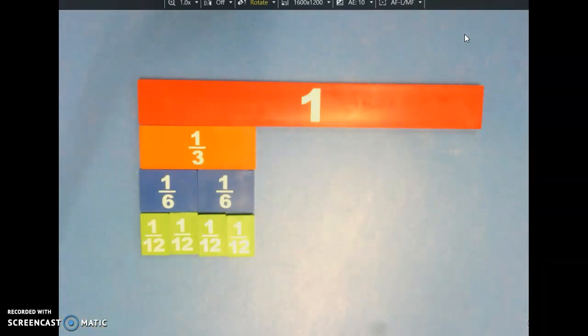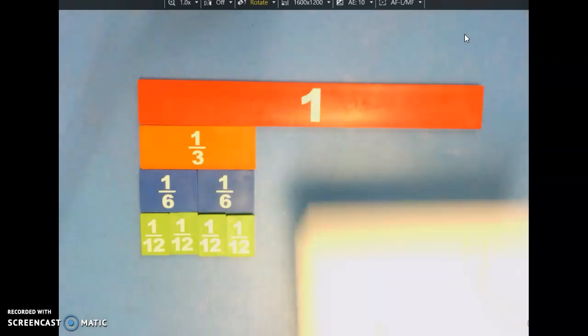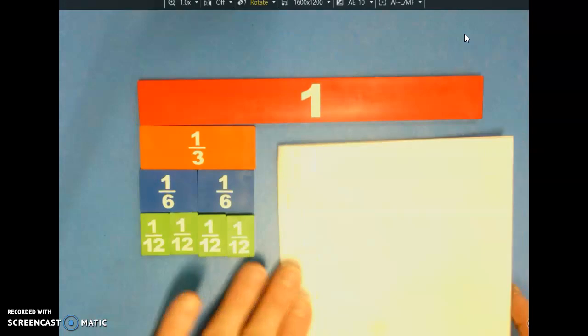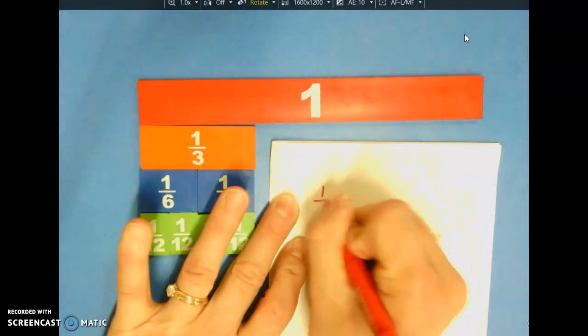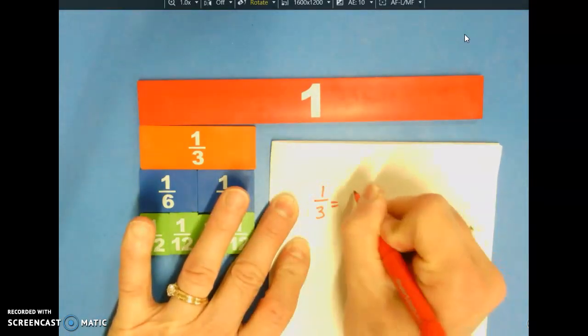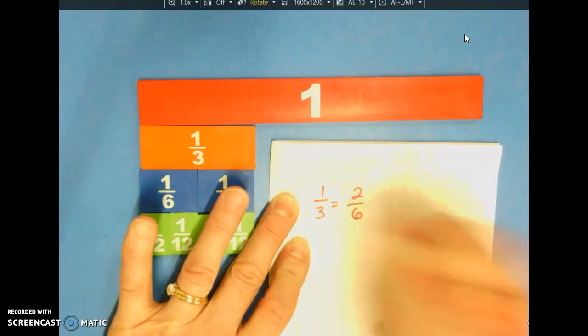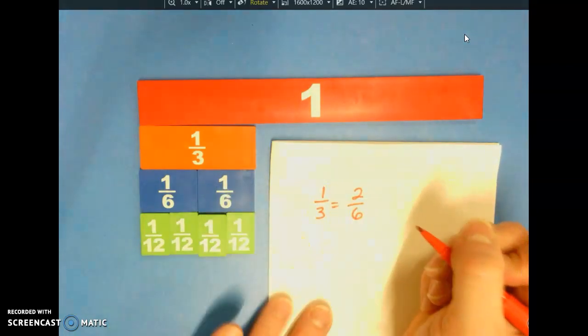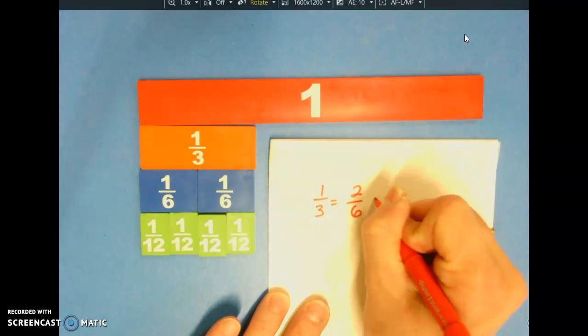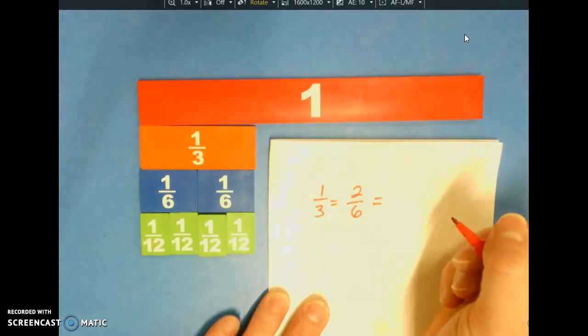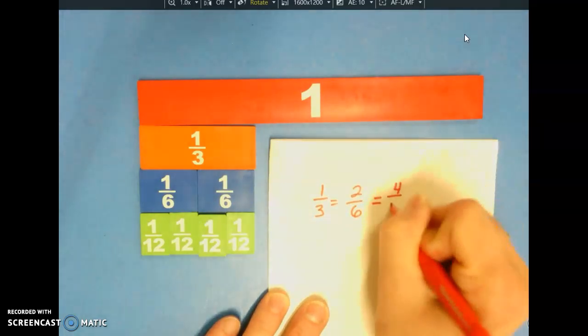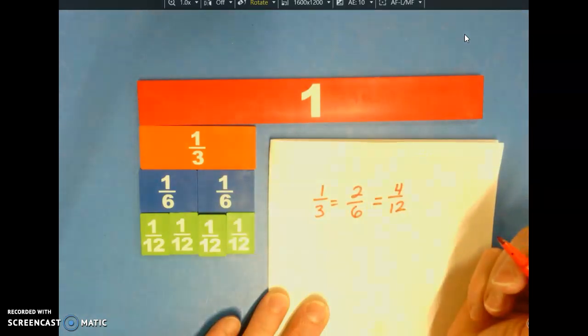So if I was to write some of those equivalent fractions on, say, a piece of paper, I could say something like this. I could write, in this case, ready? That 1/3 is equal to 2/6. Now you might notice something about this. I also know that 1/3 is equal to 4/12. Are there any others on our model?